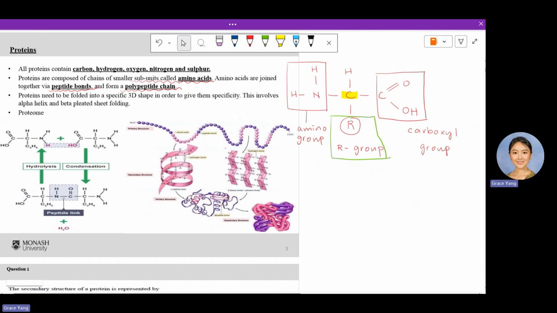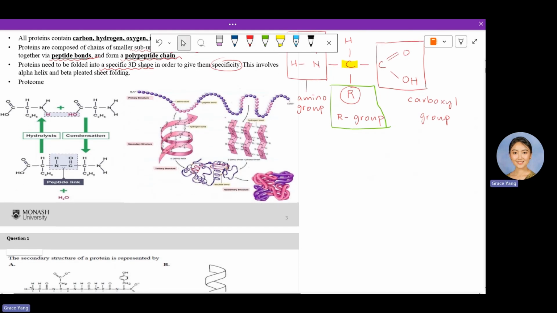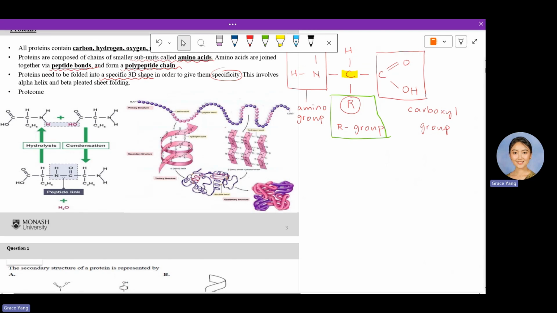Now, a polypeptide chain is not the same as a protein, because proteins need to be folded into a specific 3D shape in order to give them specificity and also make them functional. Okay, now I'm gonna just briefly talk about the peptide bond. So let's have a look at this diagram here.